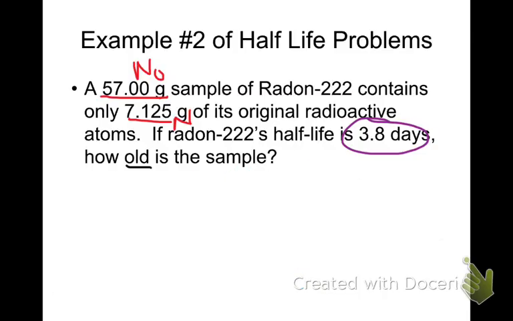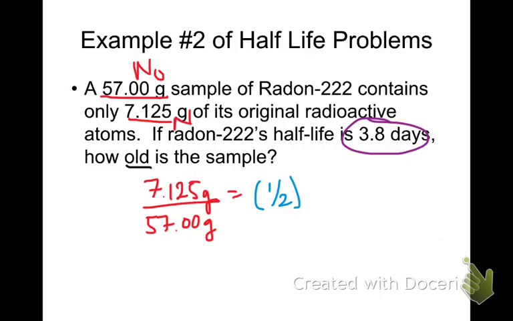Okay, so our N is equal to 7.125. So I'm going to put that one in, 7.125 grams, and our N0 is 57.00 grams, and that is equal to 1/2 to the N power, and remember we're solving for that number of half-lives. So how do we get that N if it's an exponent? So here, don't be scared, but we're going to use a logarithm.